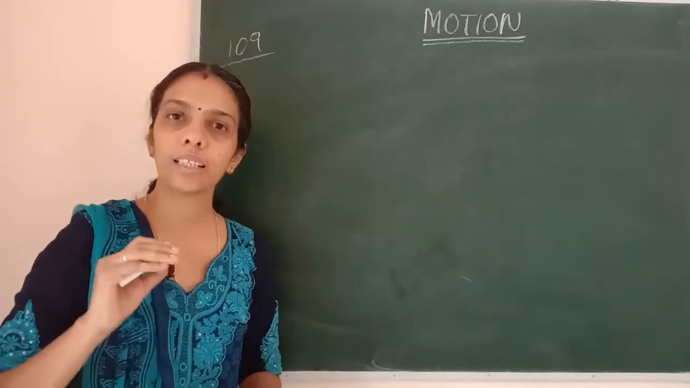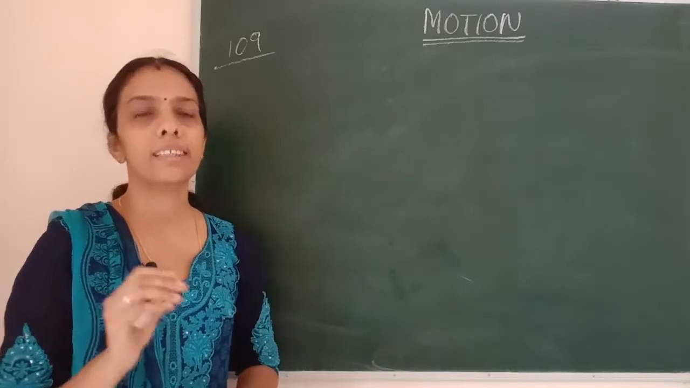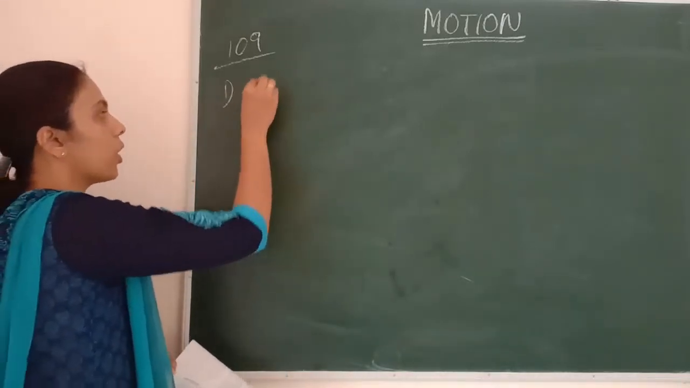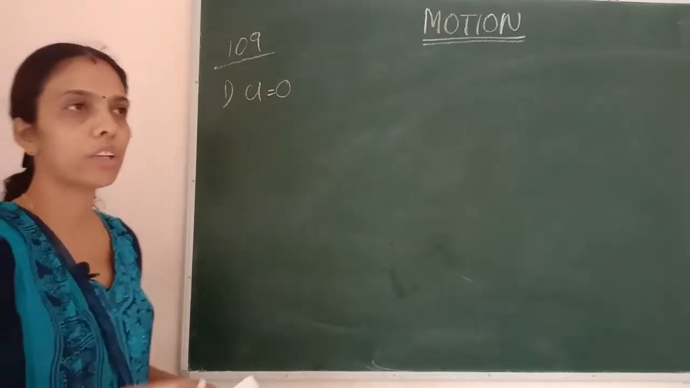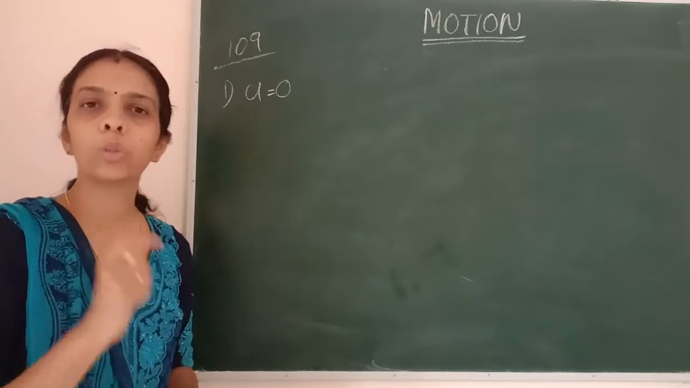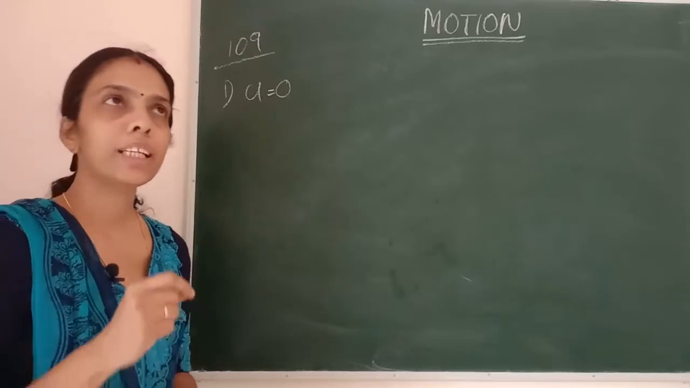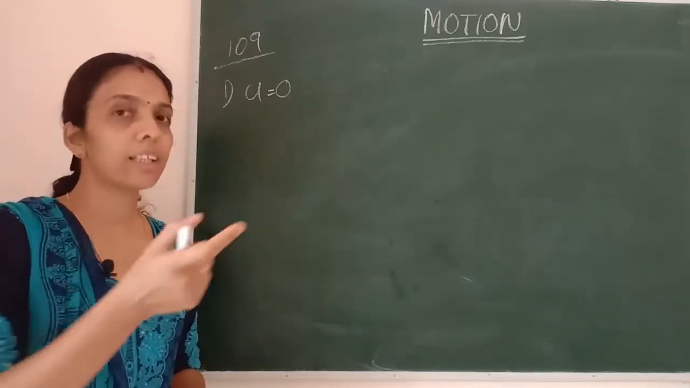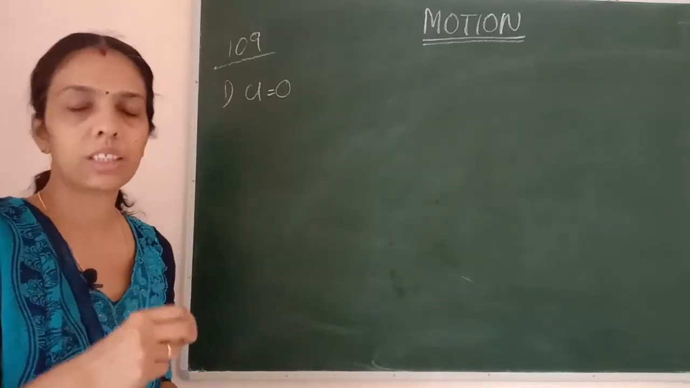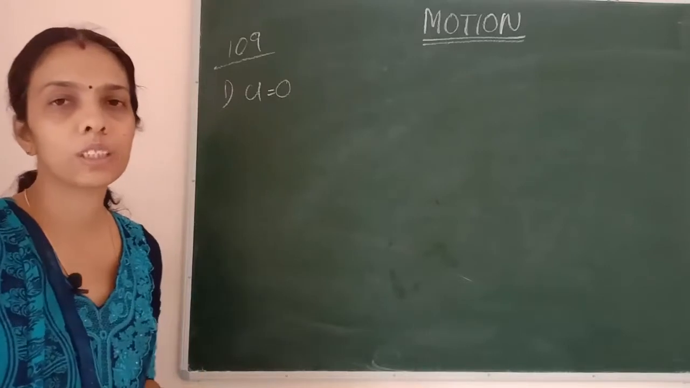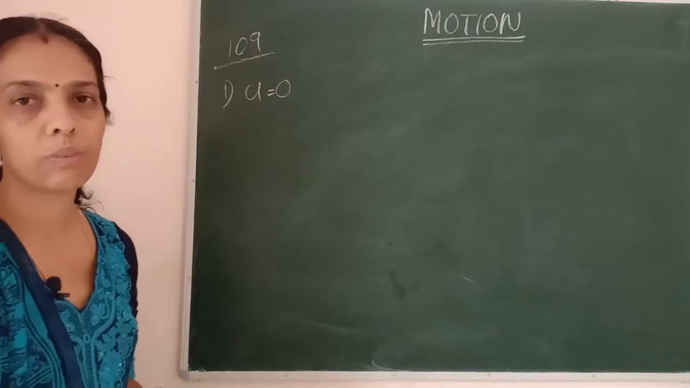If the object starts from rest, then the initial velocity of the object will be 0. If it is starting from rest or if the object is dropping, in all those cases we will take the initial velocity as 0. But if we are throwing an object, as I explained in the theory portion, it will have that velocity. If we are dropping the object, initial velocity will be 0. If the object is starting from rest, then the initial velocity will be 0.